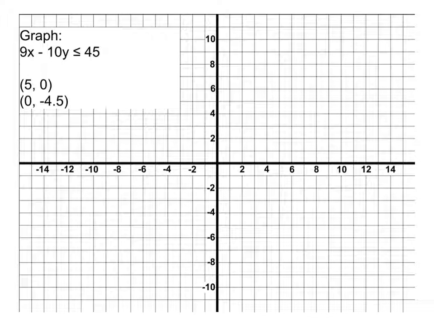And then you should find that your y-intercept happens at the point 0, negative 4.5. And so then, if I'm going to graph this, the very first thing I would do is plot those 2 points. So we go to the point 5, 0, and we go to the point 0, negative 4.5. Plot those points, break out your straight edge, draw the line that goes through them.